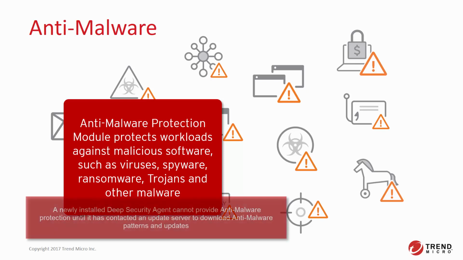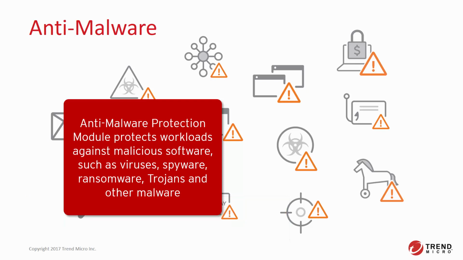A newly installed Deep Security agent cannot provide anti-malware protection until it has contacted an update server to download anti-malware patterns and updates. Ensure that your Deep Security agents can communicate with a Deep Security relay or the global Trend Micro update servers after installation.